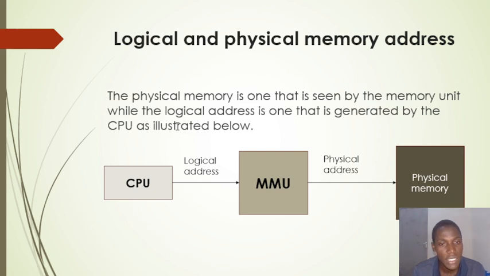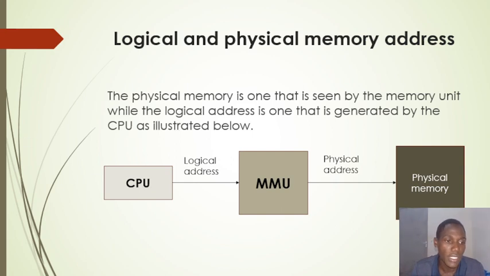The logical address is generated by the CPU, so it is also called the virtual memory address. It is not anywhere in particular, it is just in space, like a point in space. This address is somewhere in space, we don't know where it is. But the physical address is the one seen by the memory unit, so the memory unit can tell that this address is at this point in memory.